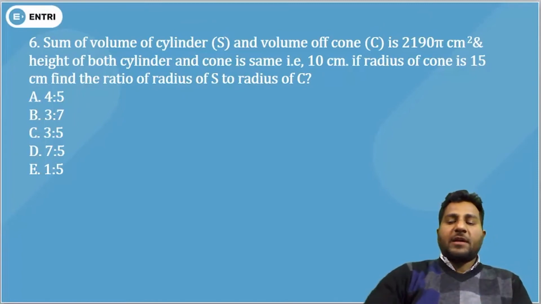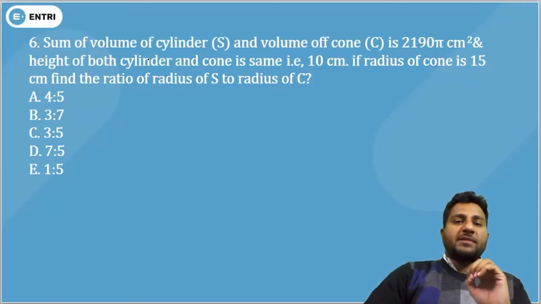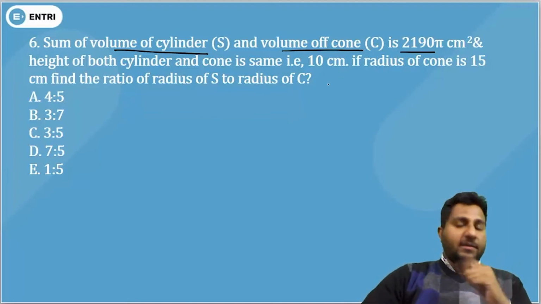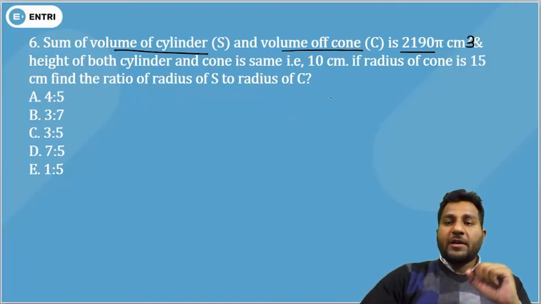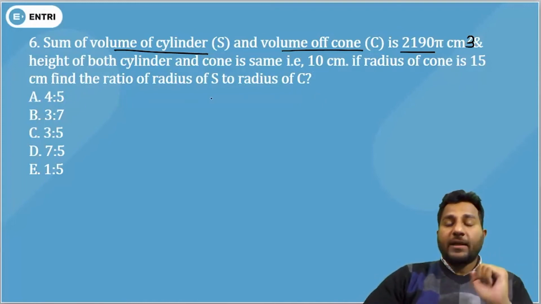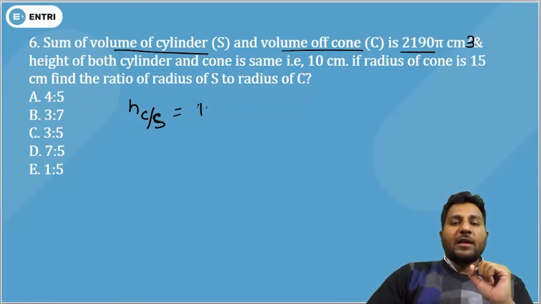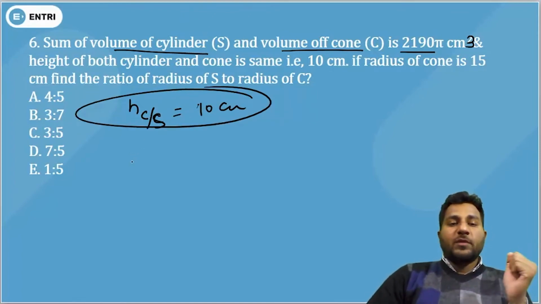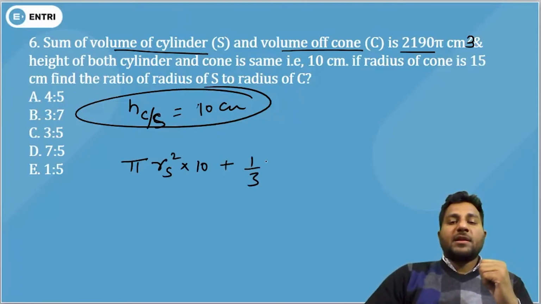Okay, let's start it. Look, the first statement says the sum of the volume of the cylinder and the volume of the cone is 2190 pi centimeter cube. Just made a correction, centimeter cube. And the height of both the cylinder and the cone is the same. So the sum of their volumes will be pi r_s square into h, that is 10, plus 1 by 3 pi r_c square into h, that is 15, equals 2190 pi.